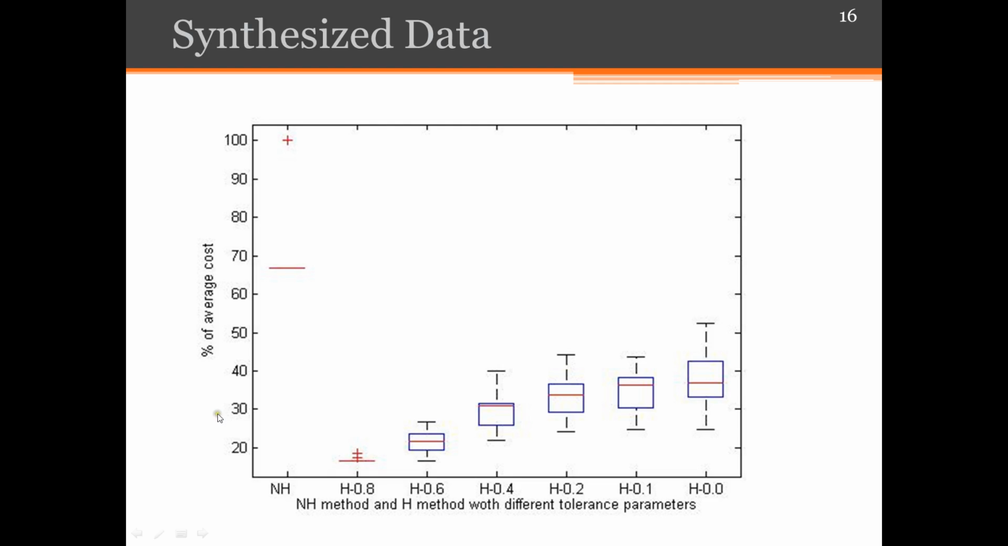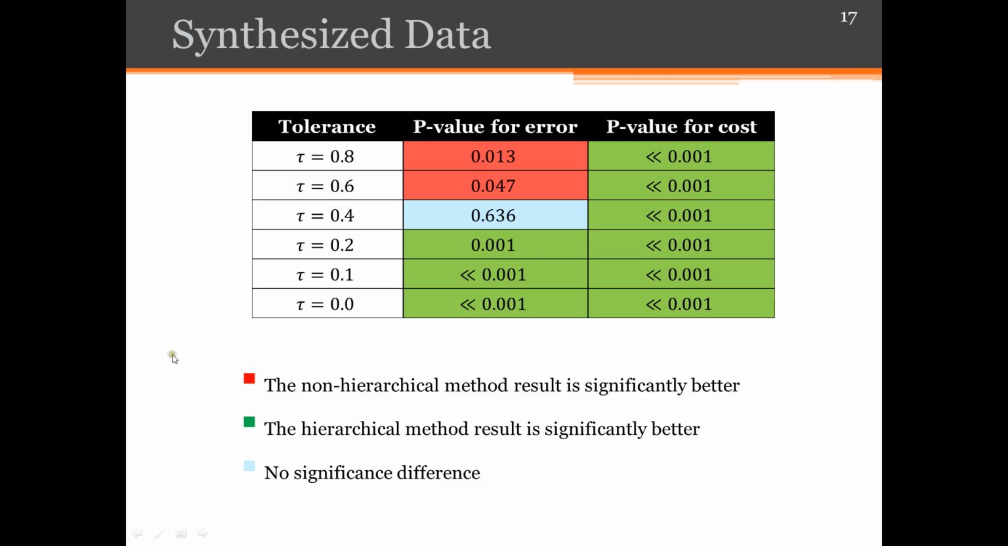In here you can see the average cost for non-hierarchical method and hierarchical method with different tolerance parameters. As it can be seen, when the tolerance is high, which means you are low on budget, then the cost is lower. But as the tolerance decreases and your budget increases, the cost gets higher and higher, but it never reaches the cost of non-hierarchical method.